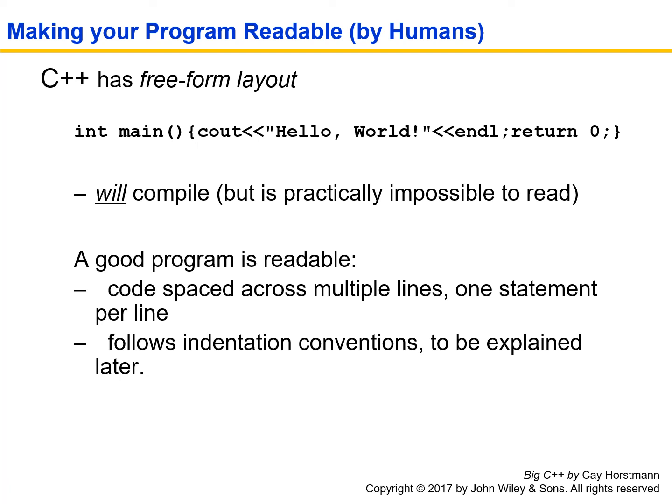Okay. So a good program spaces out your lines across multiple lines of code. Generally, one statement per line is the best rule. And we'll talk as we go through the class about how people tend to indent their code. As you've seen so far, the body of an int main is typically indented one level compared to the declaration int main.